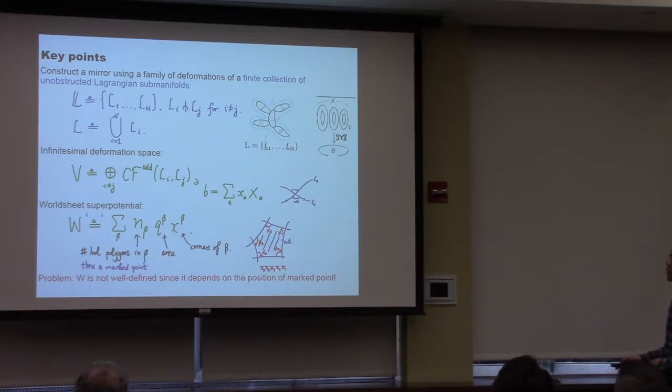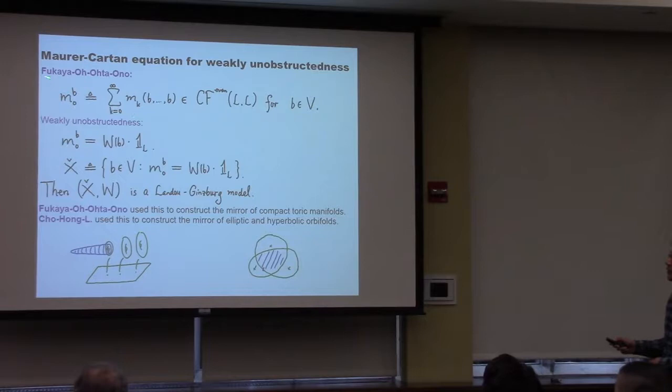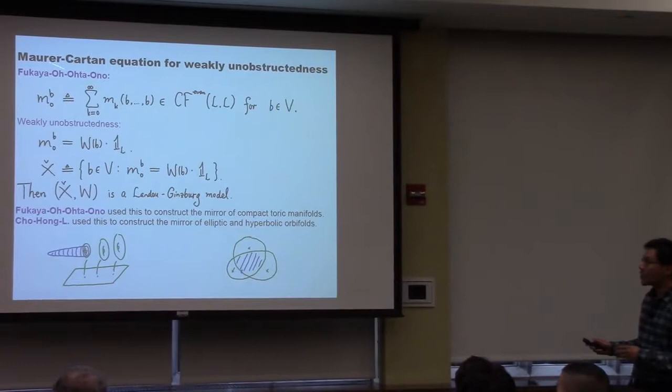So this requires the notion of weakly unobstructedness defined by Fukaya, Oh, Ohta, and Ono. So you consider this somehow exponential of the infinitesimal deformation. So this is m_0^b, somehow like an exponential map. And then this gives a chain, an even degree chain, from L to itself. And then the requirement of weakly unobstructedness is that m_0^b has to be proportional to the fundamental class, the unit of L. And this gives a superpotential W^b.